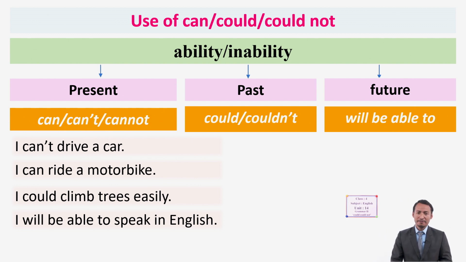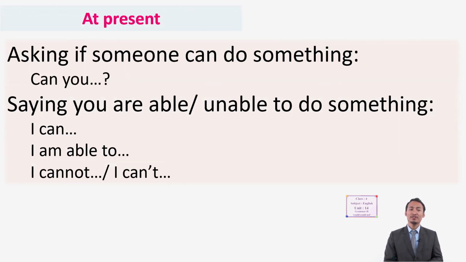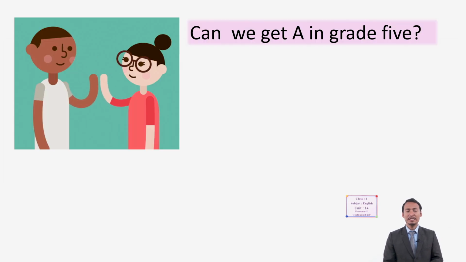Okay? Okay, very good. Now let's talk about the forms of the sentences once again here. So for present, you can ask, can you ride a bicycle? Can you get me some water? Can you close the door? Can you open the window? And you can say, if you can, I can, yes, I will open the door. Or you can say, I'm able to ride a bicycle. Or you can say, I cannot, I can't. And for example, you can see here in this picture, can we get A in grade 5? Can we get A in grade 4? And what can be the answer?